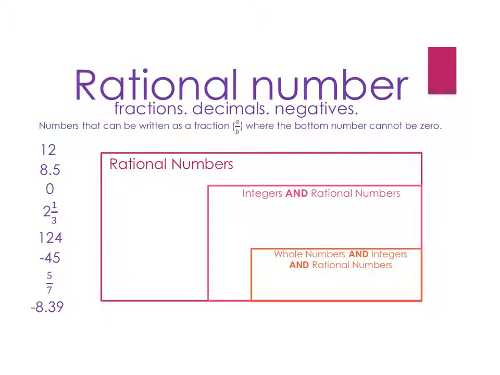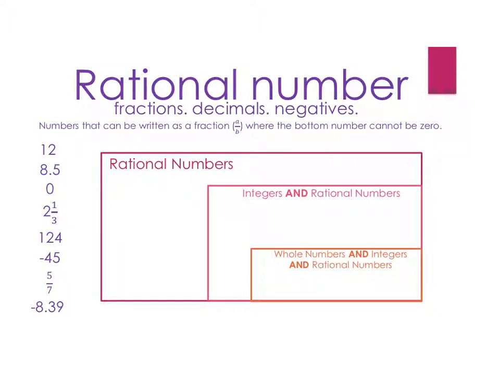So we're going to go ahead and put these numbers over here on the right in the correct spots over here. Some of these numbers are only rational numbers. Some of these numbers are integers and rational numbers. Some of these numbers are whole numbers and integers and rational numbers. We can do them together. So I have the first number.